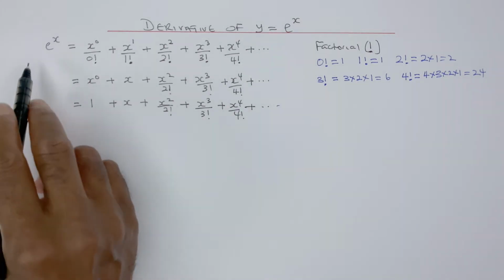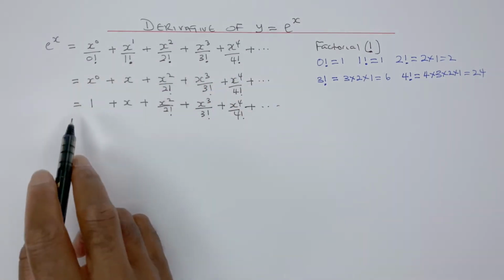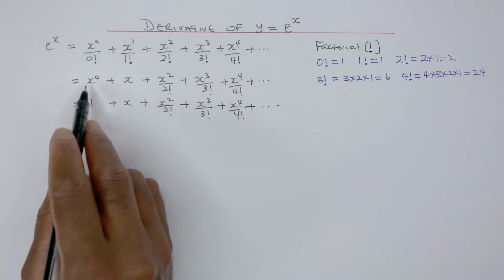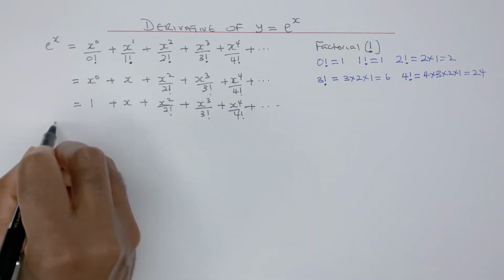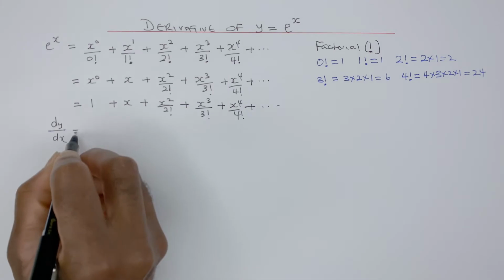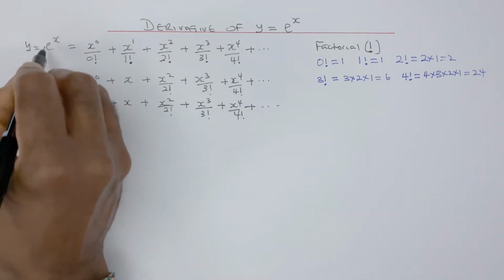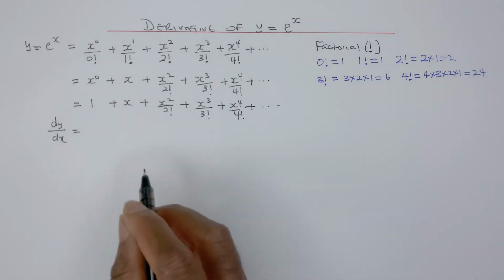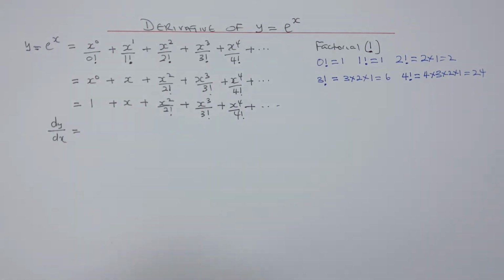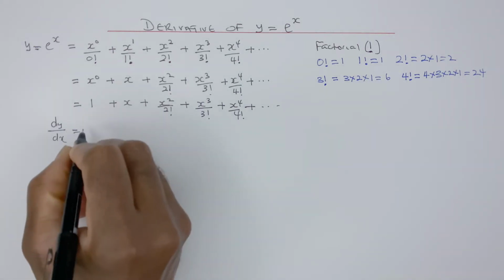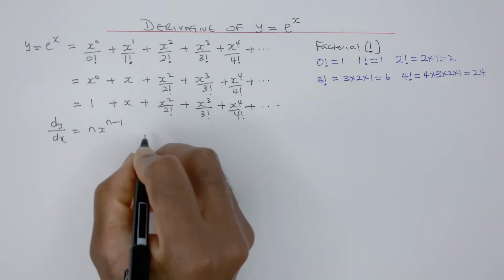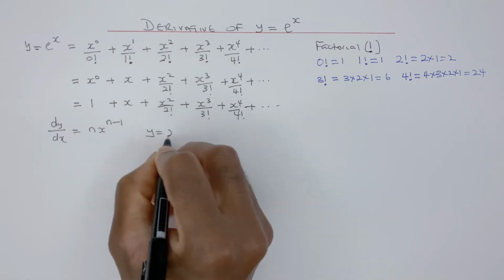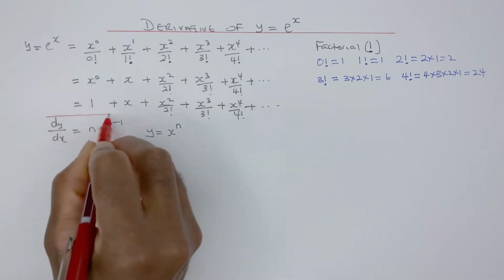So if I'm going to differentiate that, I have to differentiate all these terms. But I'm going to use this one to do the differentiation, because it's the same thing as that. So to find dy/dx of e to the power of x, because y equals e to the power of x, I'm going to use this formula that says dy/dx is n times x to the power n minus 1 when y equals x to the power of n. So that's the dy/dx.